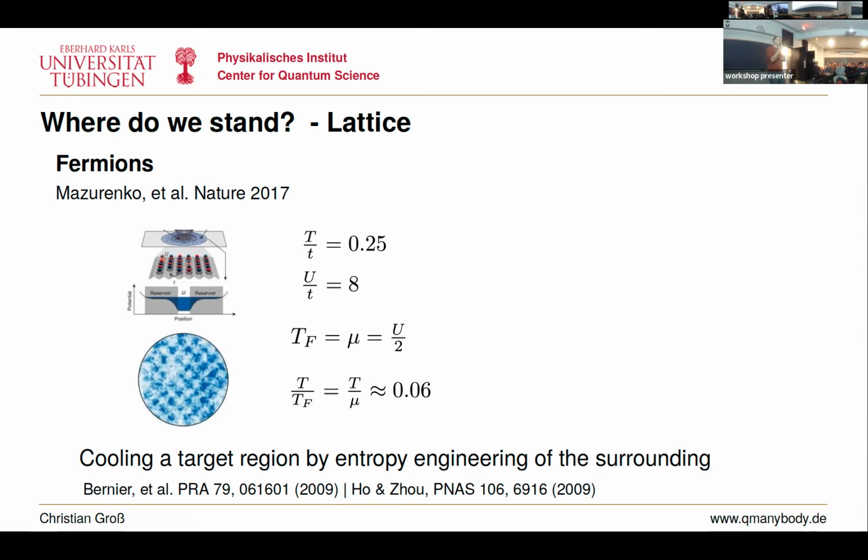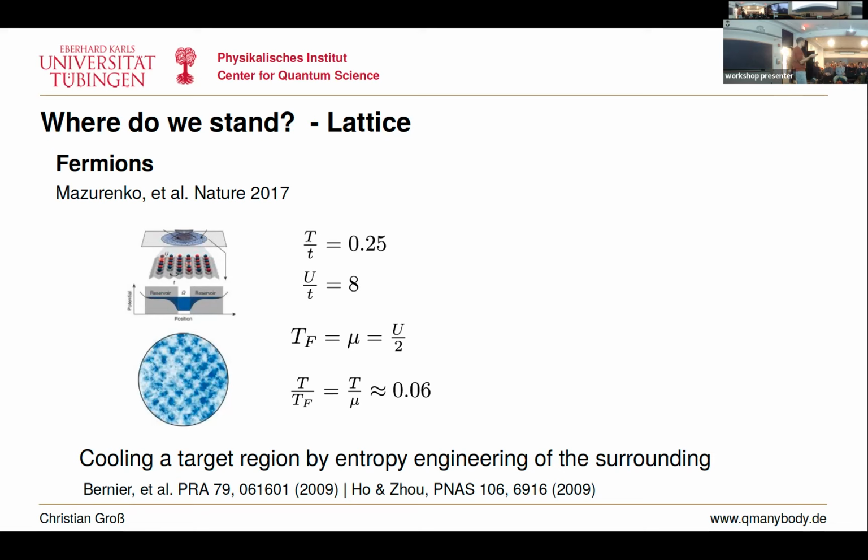How does that compare actually to this 5% T over TF form? You can make a rough estimate just saying, okay, I have T over t 0.25 at U over t equals 8. Then we add a chemical potential equal to the Fermi temperature of U over 2. You put everything together and you find 0.05. It seems that we are not really limited by the process of loading into the lattice. These temperatures are what I basically measured. So it's not that we heat horribly when turning up the lattice. It seems really that we are limited by the temperature we reach after the evaporation.